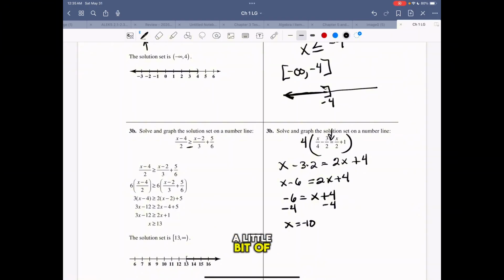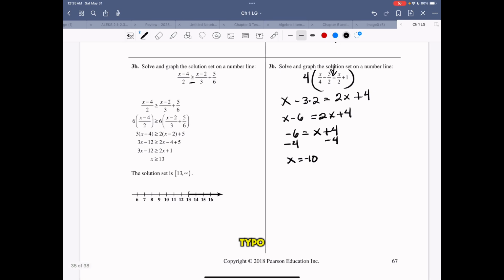I wonder if that's a little bit of a mistake, because we're saying solve and graph it on the number line, but there is no inequality symbol there. I think that's a little bit of a typo.